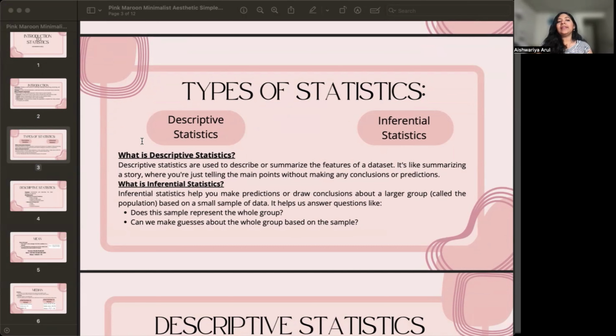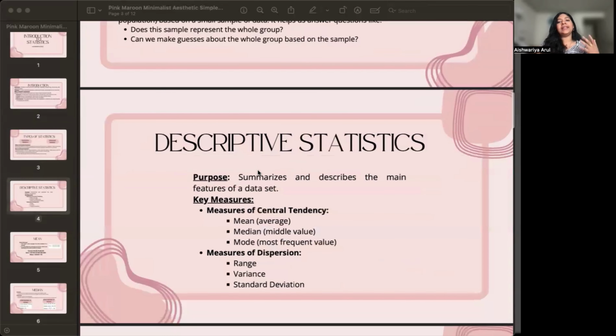Okay, so descriptive statistics basically summarizes the data to make it easy to understand. For example, if the data is so huge, you will be having millions of data points, so it will be very hard to understand what is happening. So we need to summarize it so that you can easily understand. Descriptive statistics helps us give a big picture of the data.